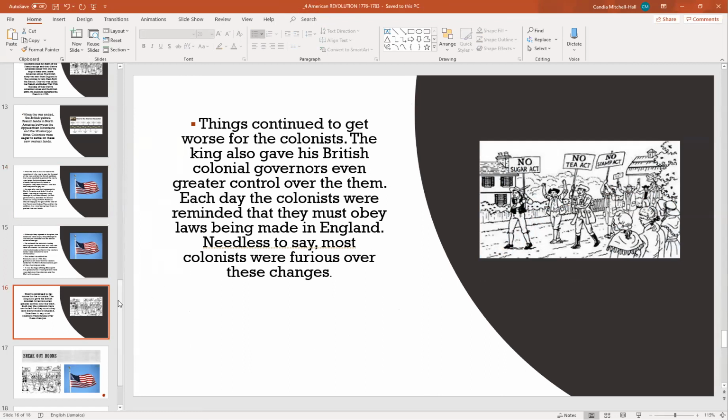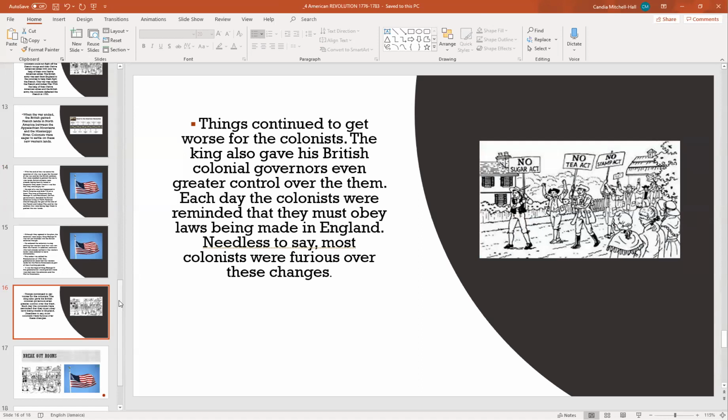Things continued to get worse for the colonists. The king also gave his British colonial governors even greater control over them. Each day, the colonists were reminded that they must obey laws being made in England. Needless to say, most colonists were furious over these changes.